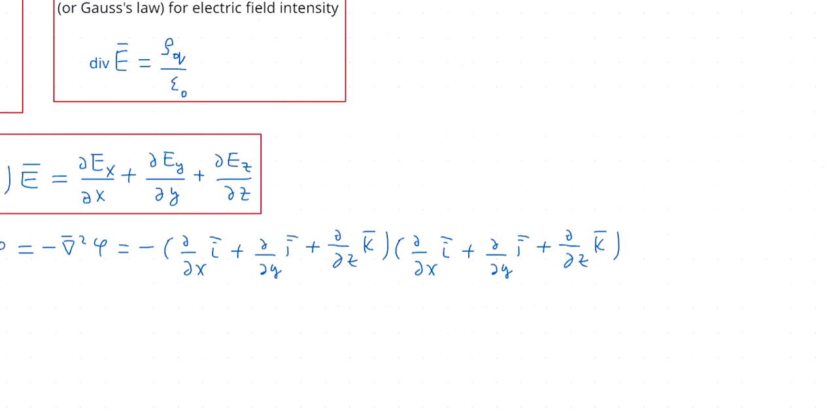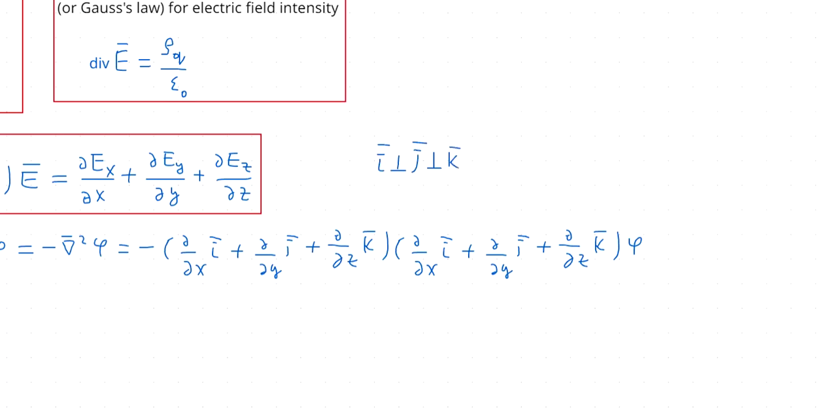And phi, and according to the properties of scalar product, and according to properties of unit vectors, we have that i is perpendicular to j, and this is perpendicular to k in Cartesian coordinates.